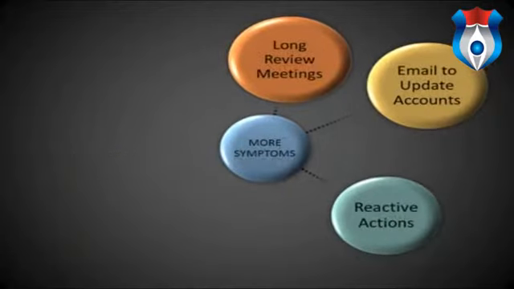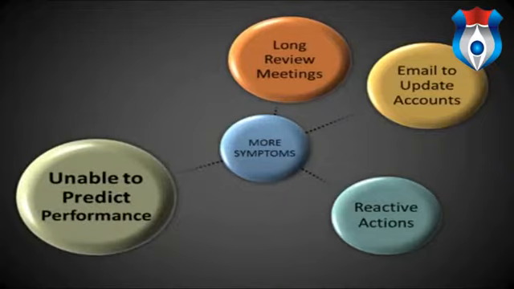More such symptoms are evident as we get closer to quarter end, when account review meetings become longer, frequent emails are sent for updating deal stages, or when reactive actions are taken to close deals. Such actions provide short-term fixes. Managers provide such short-term fixes because they are unable to predict their quarter performance. If such symptoms and short-term fixes occur quarter over quarter, then that implementation is a failed implementation.